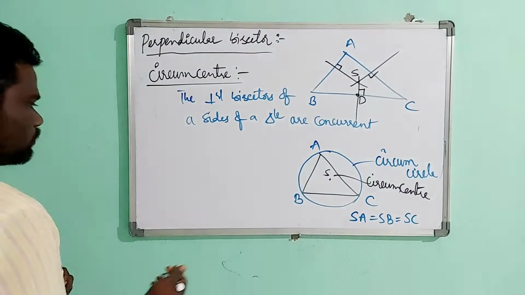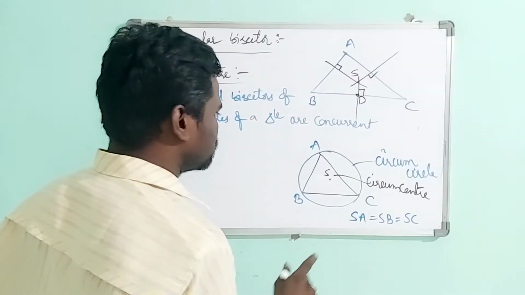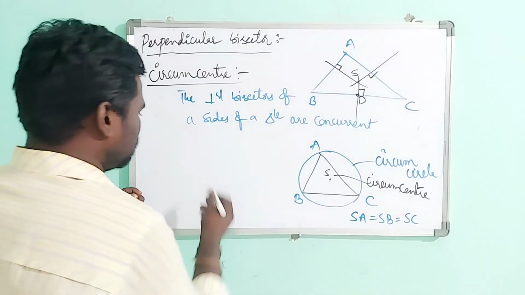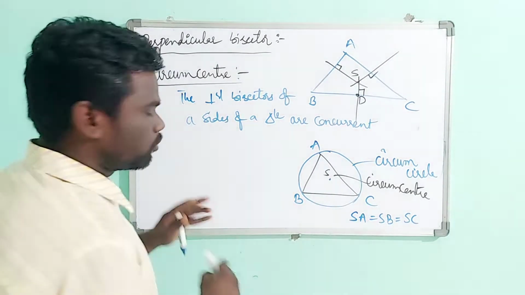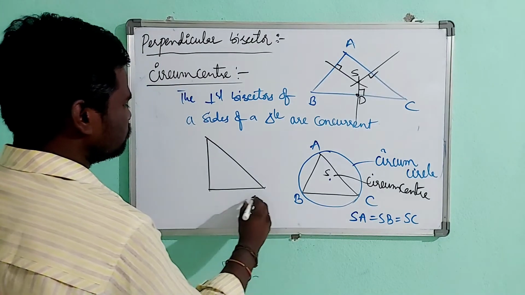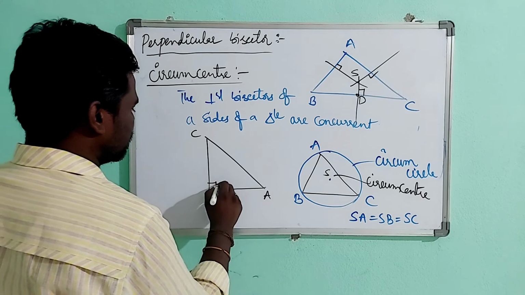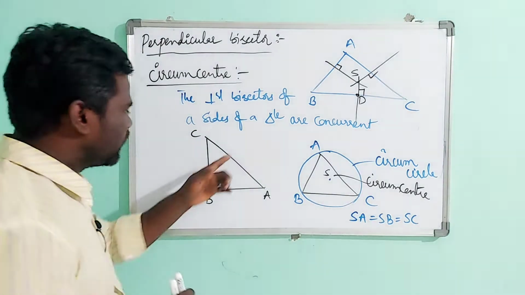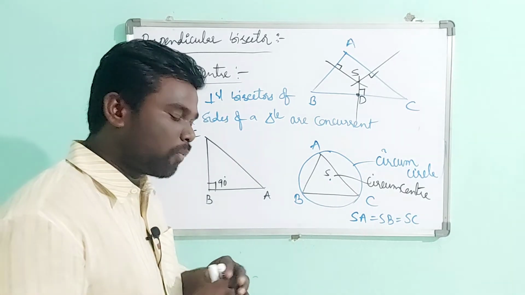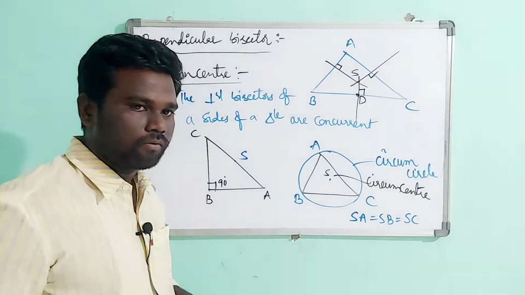Next, move on to the third definition, which is very very important and very useful for objective questions. In any right angle triangle, suppose you take a right angle triangle ABC, where the angle is 90 degrees. In any right angle triangle, the circumcenter is the midpoint of the hypotenuse.